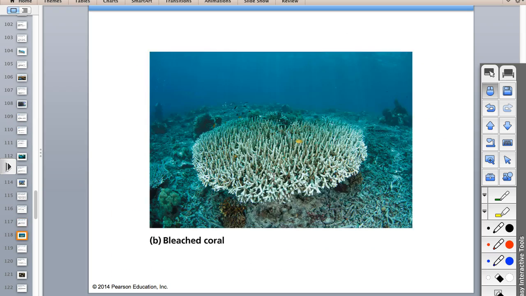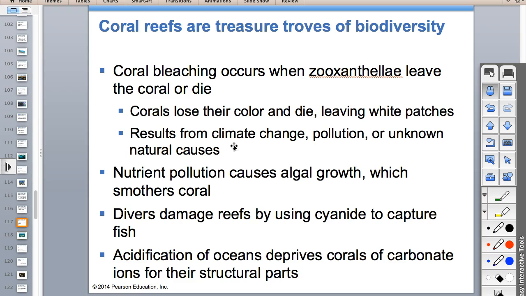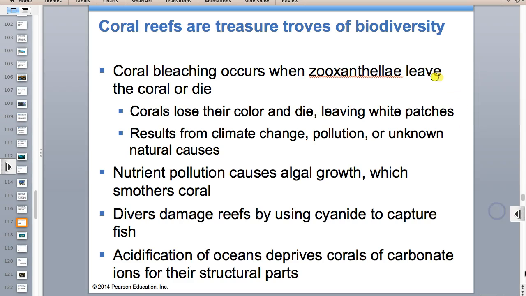Oh, yeah, here. This is coral bleaching. I'll go back to this slide from before. So there's no color left. It's white. And the reason it's white is that calcium carbonate is white. After the zooxanthellae, the algae, leave, it leaves the coral white. And this bleaching is coming from climate change and pollution.